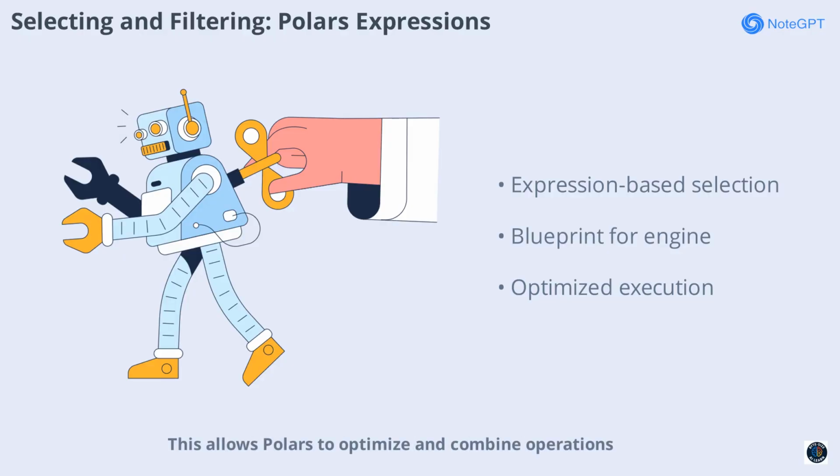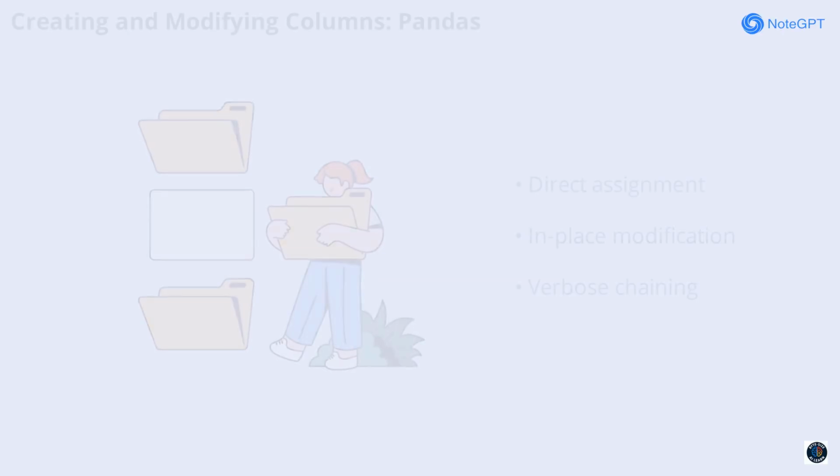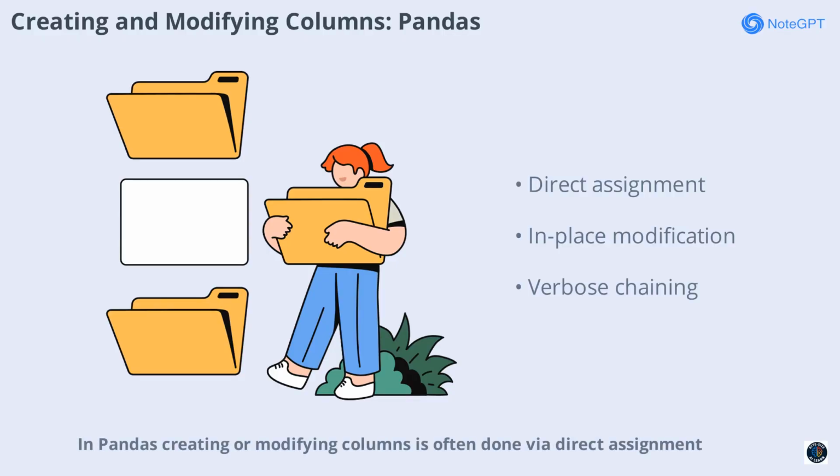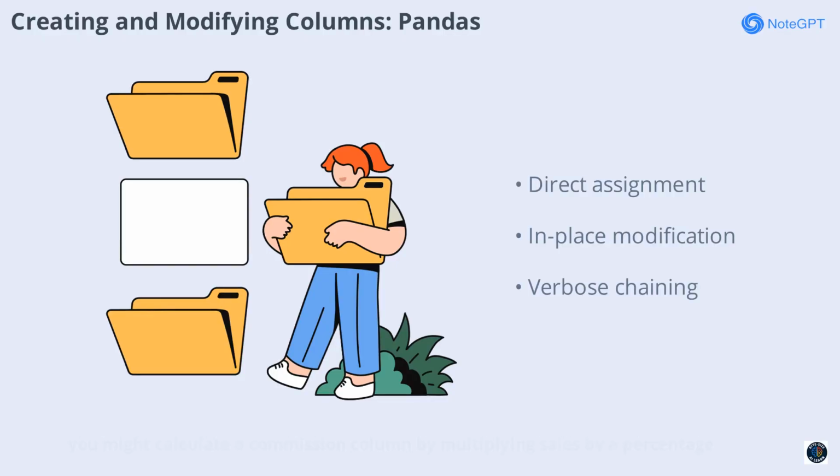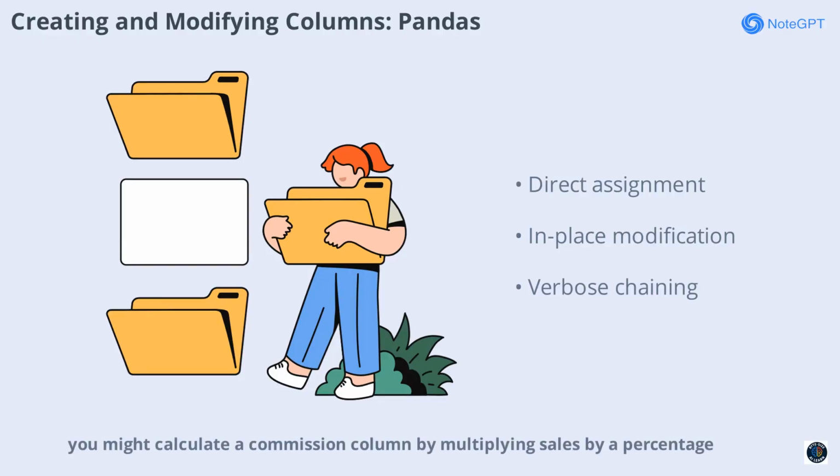This allows Polars to optimize and combine operations, reducing memory usage and speeding up execution when the plan is finally run. In Pandas, creating or modifying columns is often done via direct assignment. For example, you might calculate a commission column by multiplying sales by percentage. While this is simple, each assignment modifies the data frame in place, and chaining multiple assignments can become verbose. For more complex operations you might use apply, but this can still be less efficient and harder to optimize.